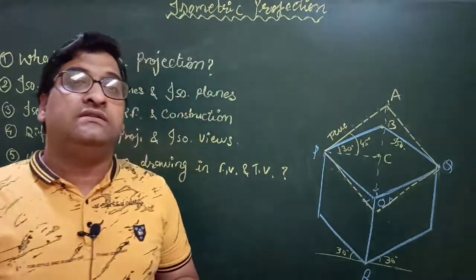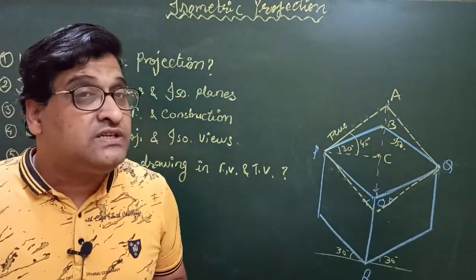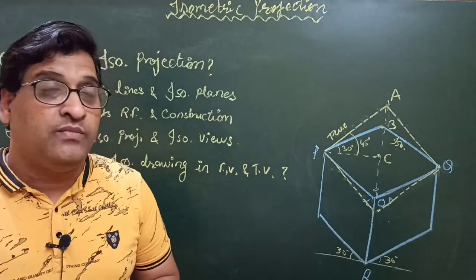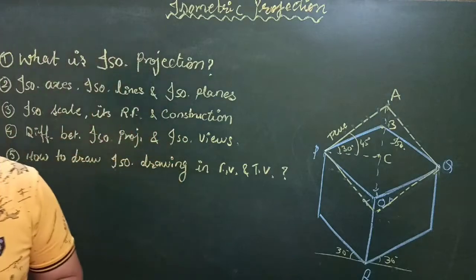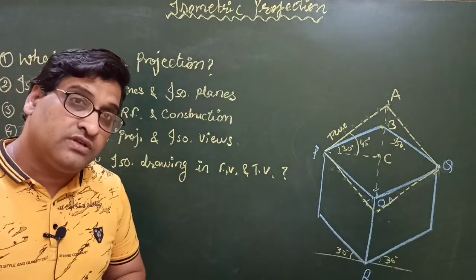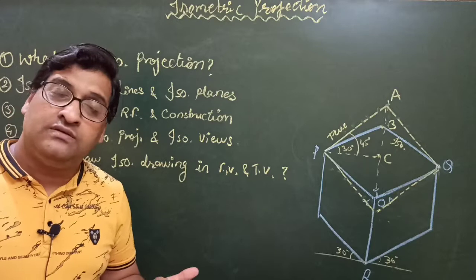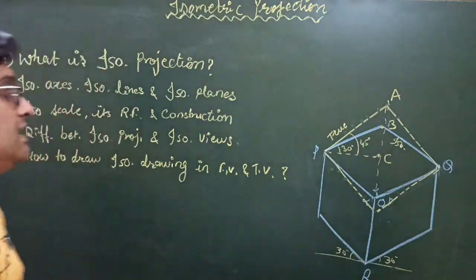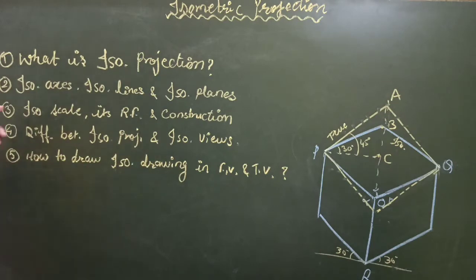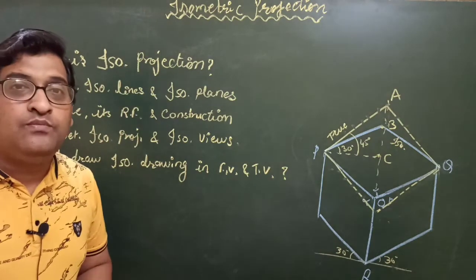At the same time, it is a special form of orthographic projection. Basically, the orthographic projection and isometric projection both come under the realm of axonometric projections, meaning lines of rays of light are parallel to each other and perpendicular to the screen. Now we come to the isometric axis, lines and planes.